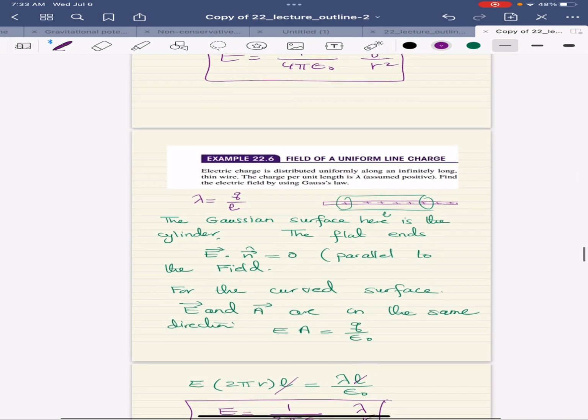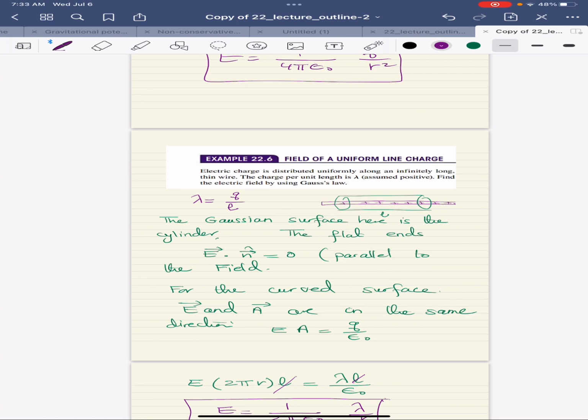Also, I can do the same thing with a uniform line charge, where lambda is given as charge per unit length, and the electric charge is distributed uniformly along an infinitely long thin wire. The charge per unit length is lambda, assumed positive. Find the electric field by using Gauss's law. Of course, we know here that the electric field lines are going to go this way, because it is positive, outward like this. And when it comes here, they are parallel to the surface.